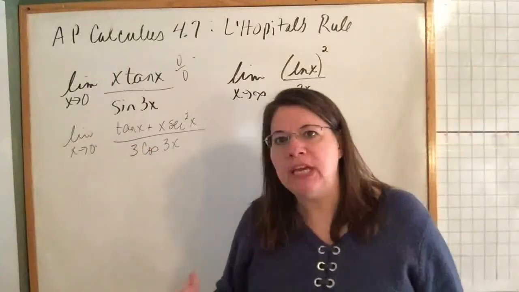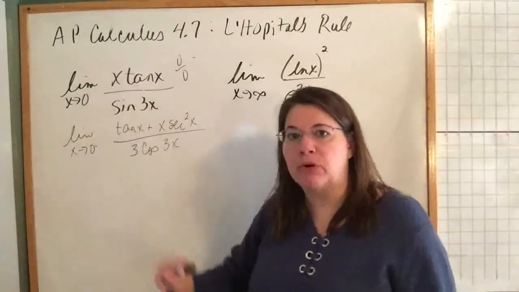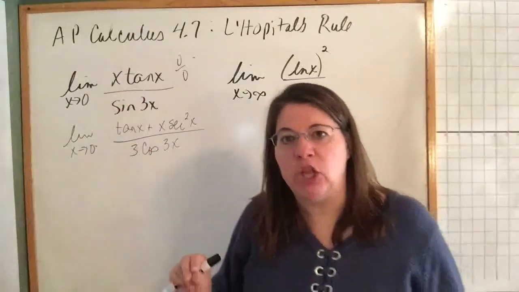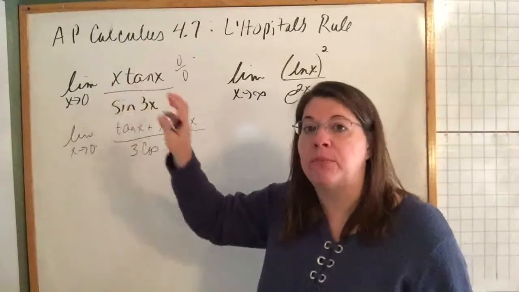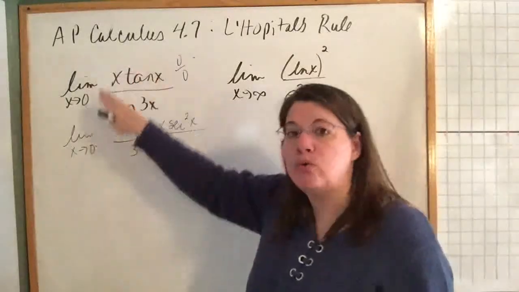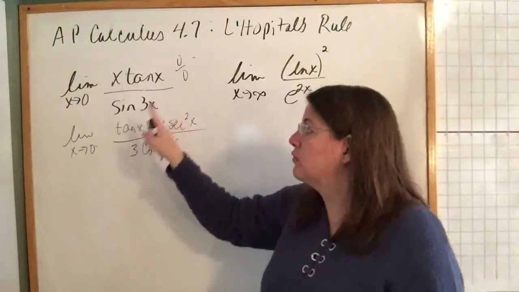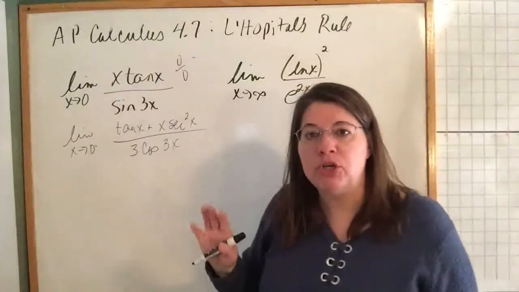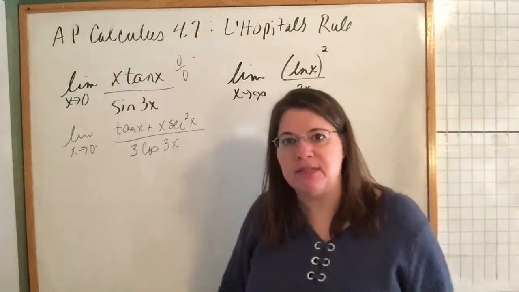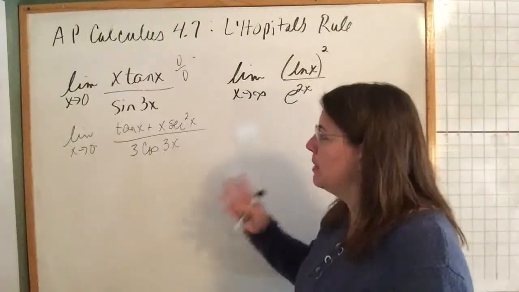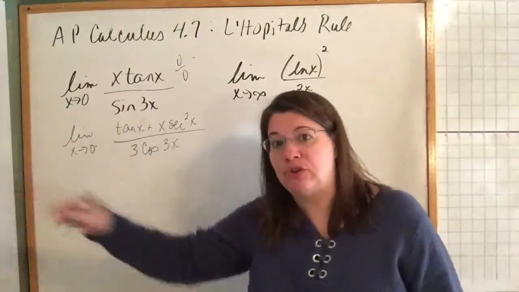Now, don't get confused and think you have to use the quotient rule here. Remember, taking the derivative using L'Hopital's rule, we take the derivative of the top over the derivative of the bottom. You're not doing the quotient rule. The derivative of the top would be the product rule over the derivative of just the bottom. So don't get confused about that. I could see where that might be a common mistake that students would make. But remember, L'Hopital's rule is derivative of top over derivative of bottom, and then you do the direct substitution.